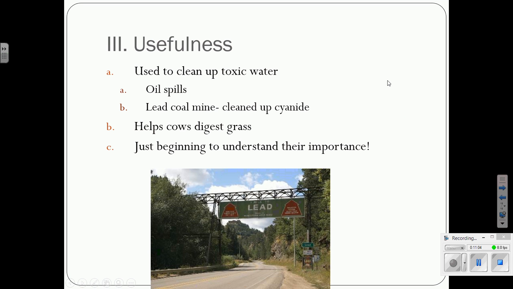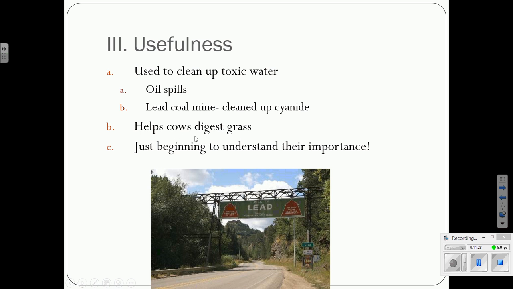We have lots of uses for archaeobacteria. In the past, we've used them to clean up toxic water, so things like oil spills. We can naturally use the bacteria to help eliminate and break down that oil for us. And out in Lead, in a coal mine, once the coal mine closed down, they used it to clean up the cyanide, the waste product from mining that coal. And so lots of useful help.